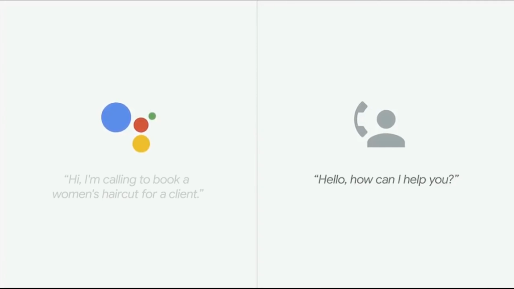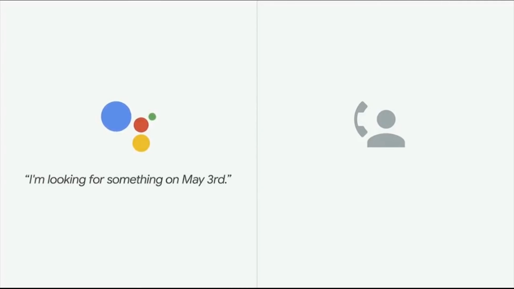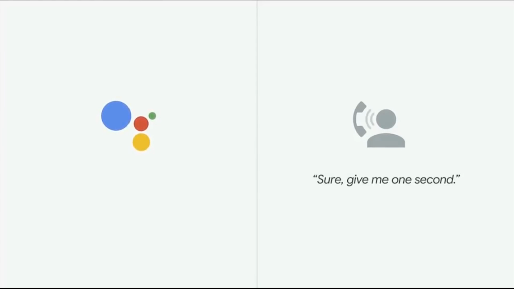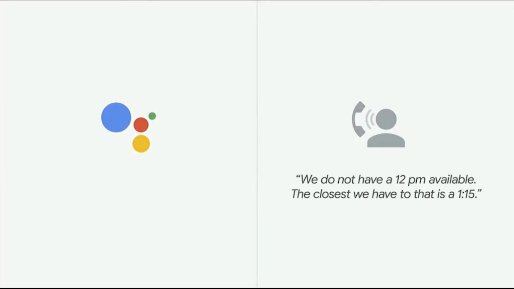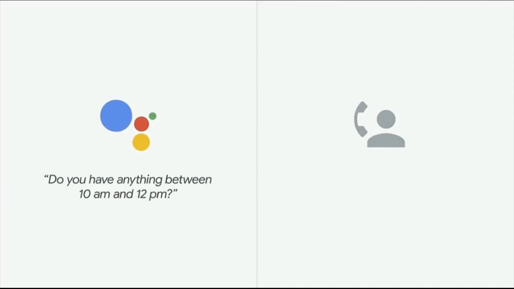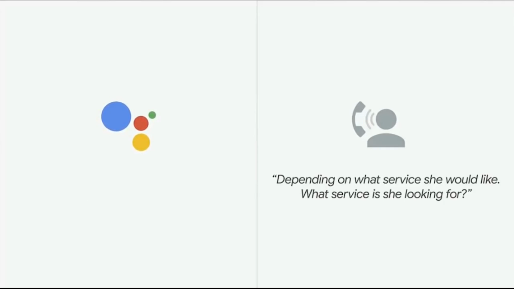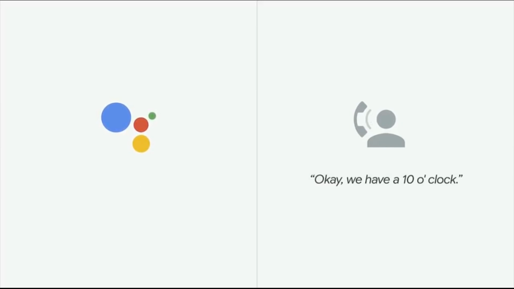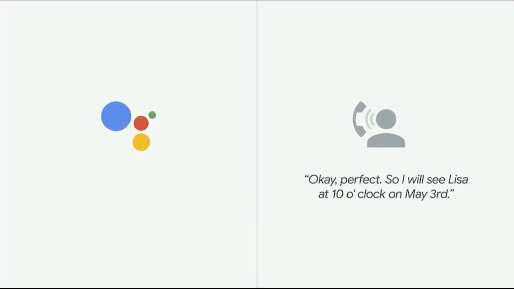So how can I help you? Hi, I'm calling to book a woman's haircut for a client. I'm looking for something on May 3rd. Sure, give me 1 second. Sure, what time are you looking for around? At 12 p.m. We do not have a 12 p.m. available. The closest we have to that is a 1:15. Do you have anything between 10 a.m. and 12 p.m.? Depending on what service she would like. What service is she looking for? Just a woman's haircut for now. Okay, we have a 10 o'clock. 10 a.m. is fine. Okay, what's her first name? The first name is Lisa. Okay, perfect. So I will see Lisa at 10 o'clock on May 3rd. Okay, great. Thanks. Great. Have a great day. Bye.